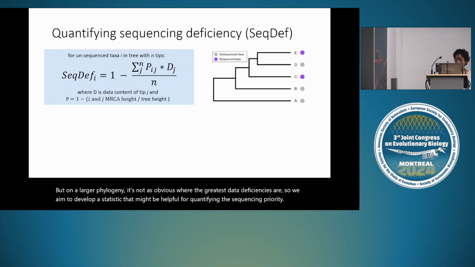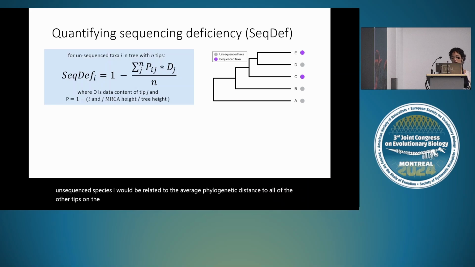Thus, we've proposed a statistic that we're calling seqdef, or sequencing deficiency. This is the equation, which I will quickly talk through. For any tree with n tips, the seqdef of an unsequenced species i would be related to the average phylogenetic distance to all of the other tips on the tree. Basically, we want to know, on average, how much is known about the evolutionary history in each tip of the tree.